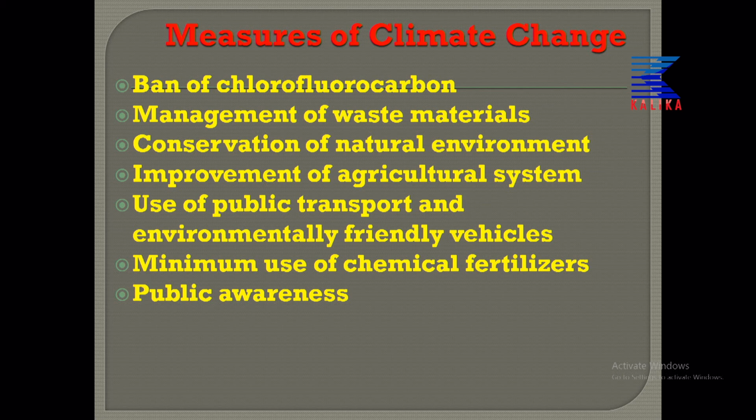And there should be management of waste materials, recycling, reusing. These are the main objectives of management of waste materials, so that we make less trash and prevent climate change. There should be conservation of the natural environment. For example, we should conserve the natural tap, natural stream, the pond, the lake, the parks, etc. There should be improvement of the agricultural system.